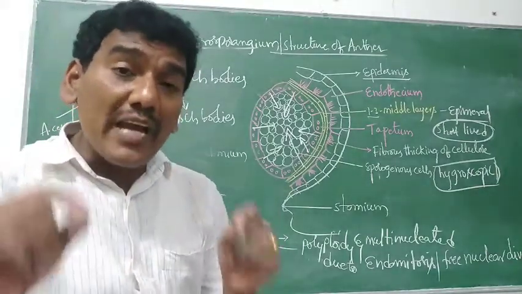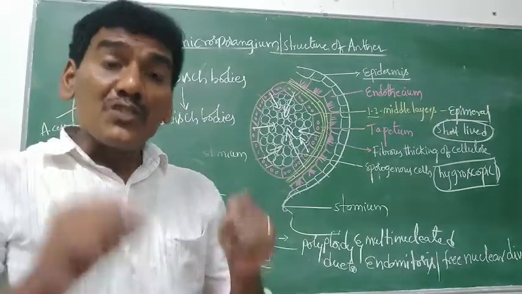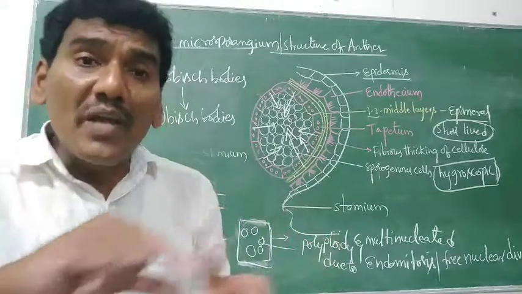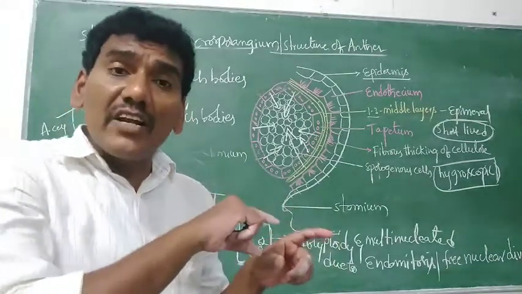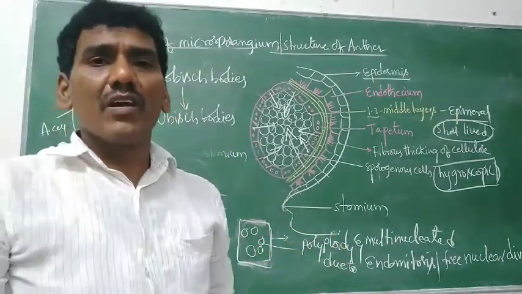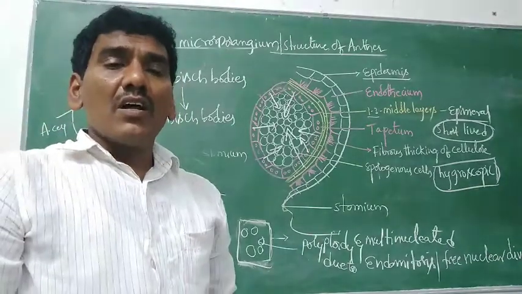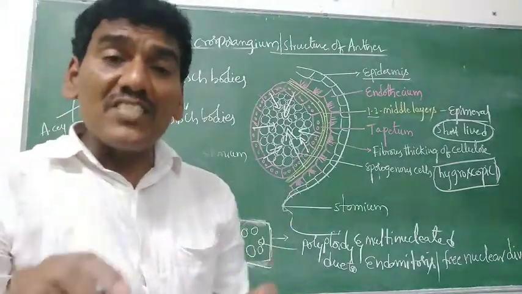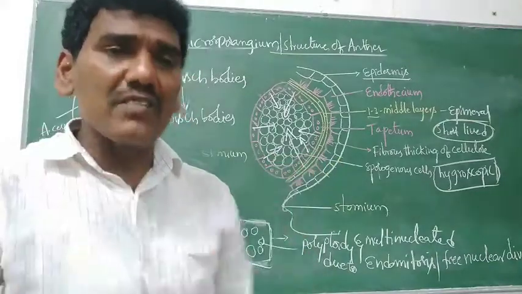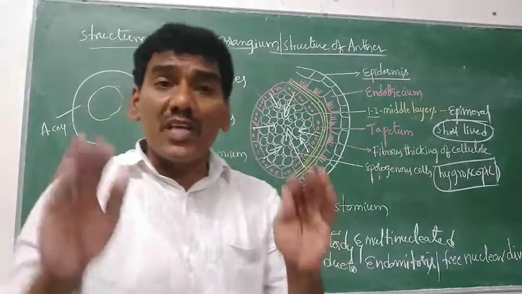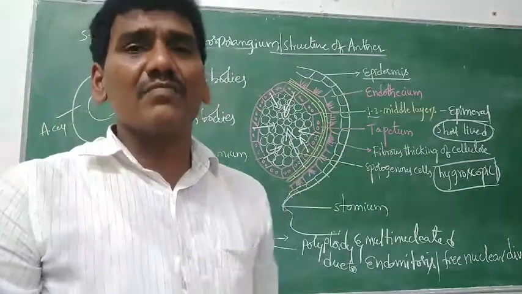At the time of anther maturation, the stomium cells completely degenerate. Through these stomium cells, the pollen grains are released to the outside. The second wall layer is known as the endothecium. The endothecium is present below the epidermis. The endothecium cells are arranged compactly without intercellular spaces.